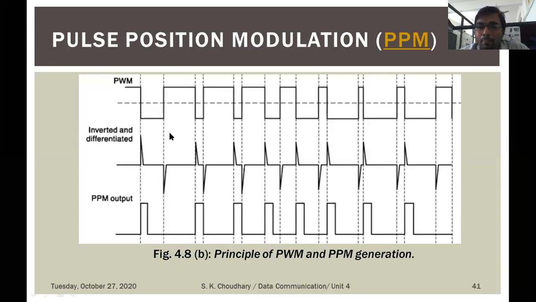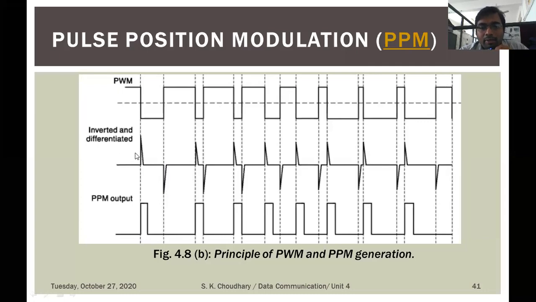Then this is differentiated, and after differentiation of these pulses we get spikes, which look like triangular signals but are actually spikes. You can see that in response to the negative pulses of the PWM, we get a positive spike, and in response to the positive pulses, we get a negative spike. Why is it happening? Because we have already inverted the PWM signal when it passed through the inverter. That's why we get positive spikes for negative pulses and negative spikes for positive pulses.